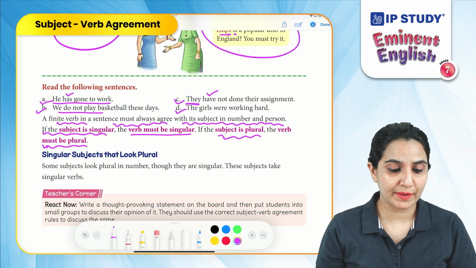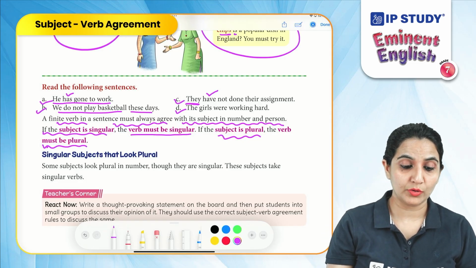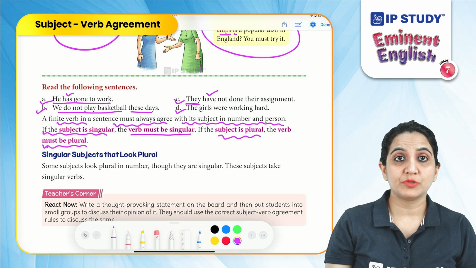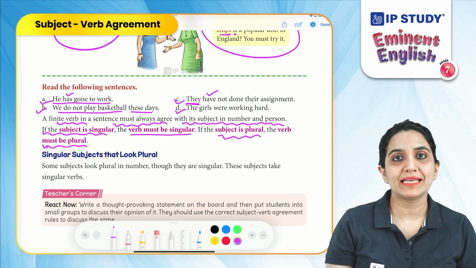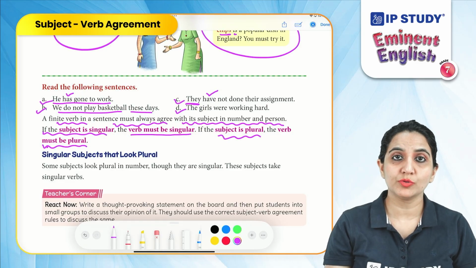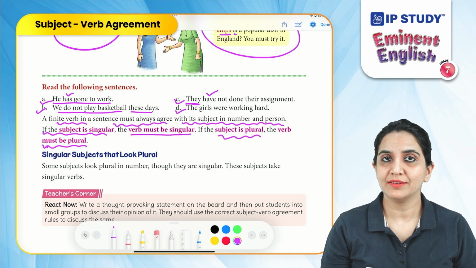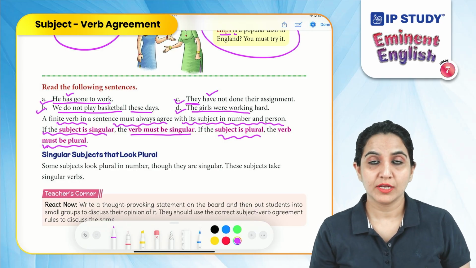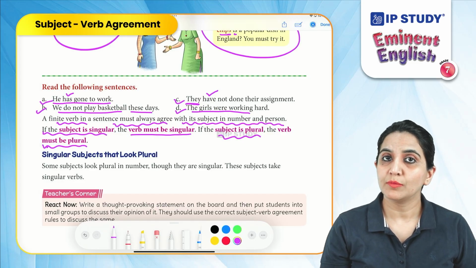We do not play basketball these days. Now we are talking about one basketball game, but the subject is we. It is plural. Hence, these days will be used to relate it with the subject, and do will be used as a plural verb. The girls were working hard. So we're talking about the plural subject, the girls, and were is a plural verb here.